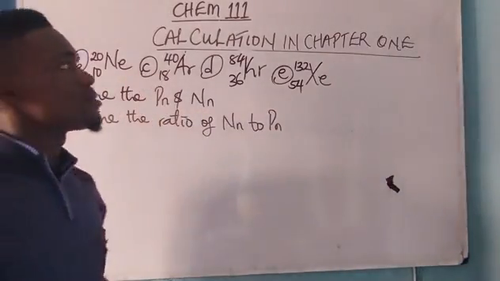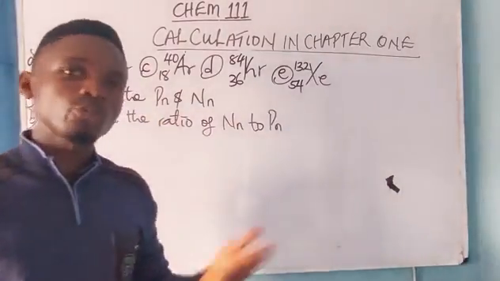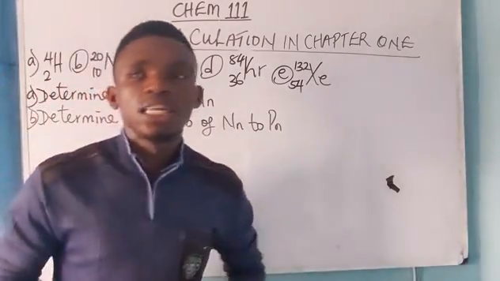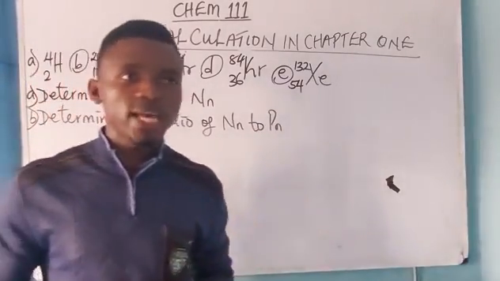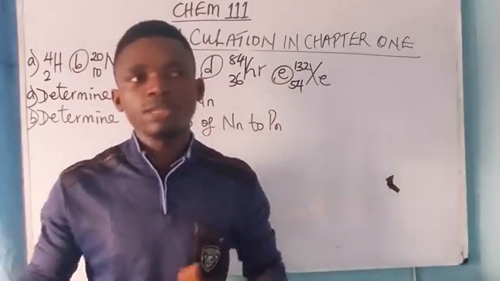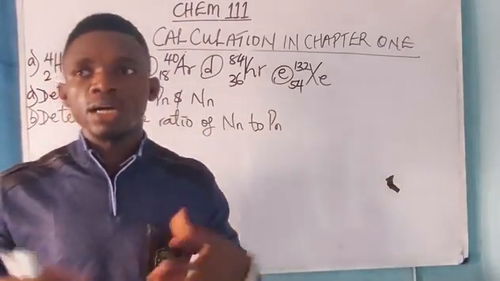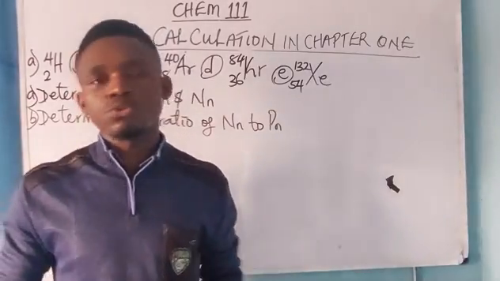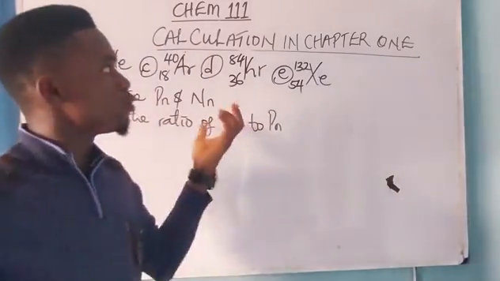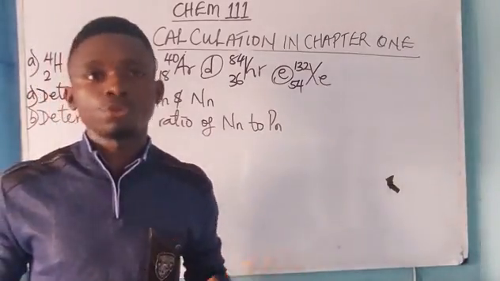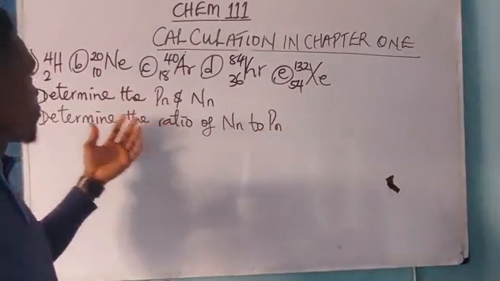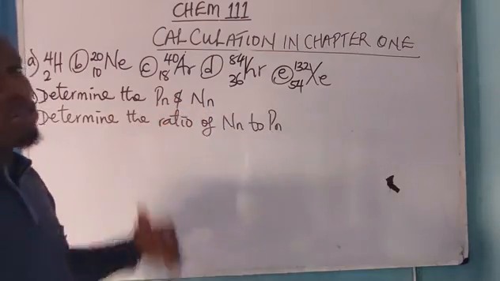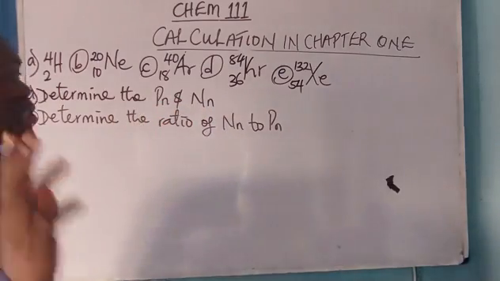Now, this part, chapter 1, is not quite new to us. If you understood isotopes, isobars, isoelectronics, mass number, neutron number, atomic number, and electron number at your secondary school level, this wouldn't be any challenge to you. Now we are asked to look for the proton number and the neutron number, as well as the ratio. This is what we are going to do.